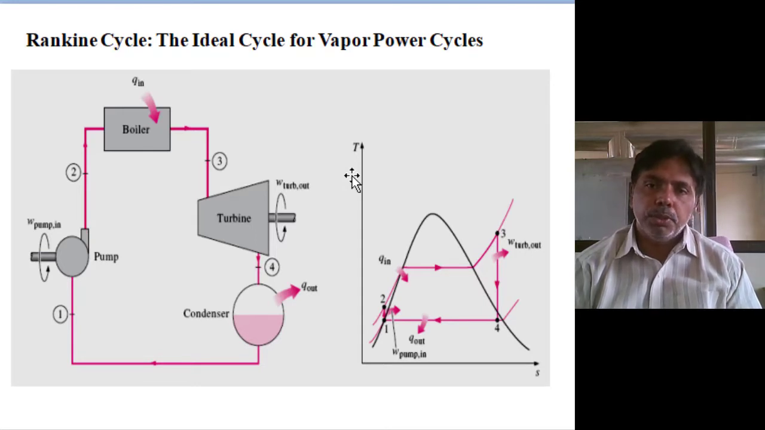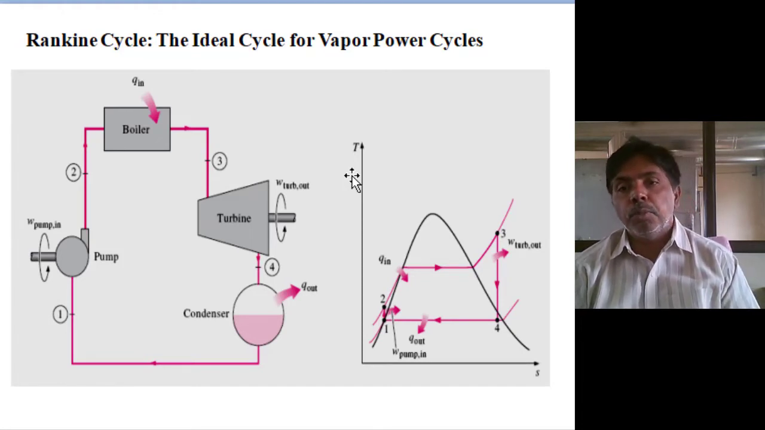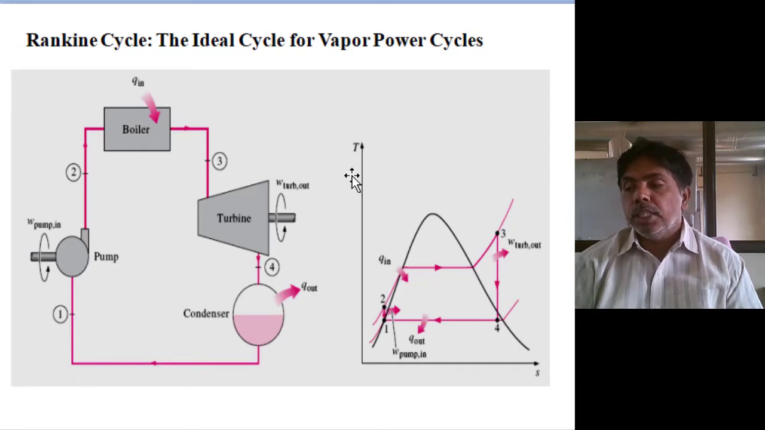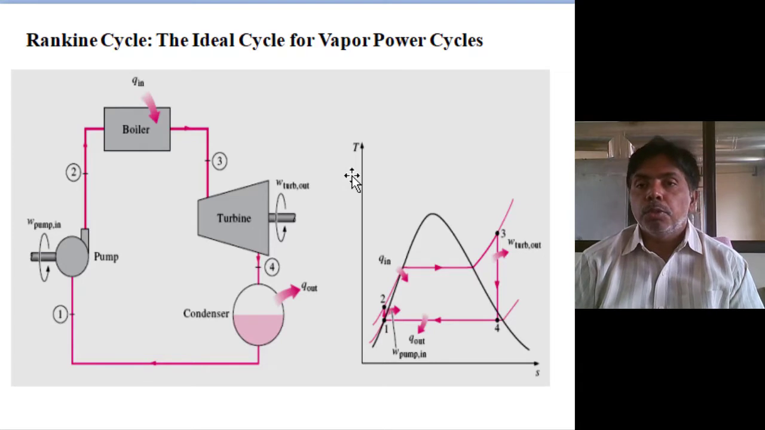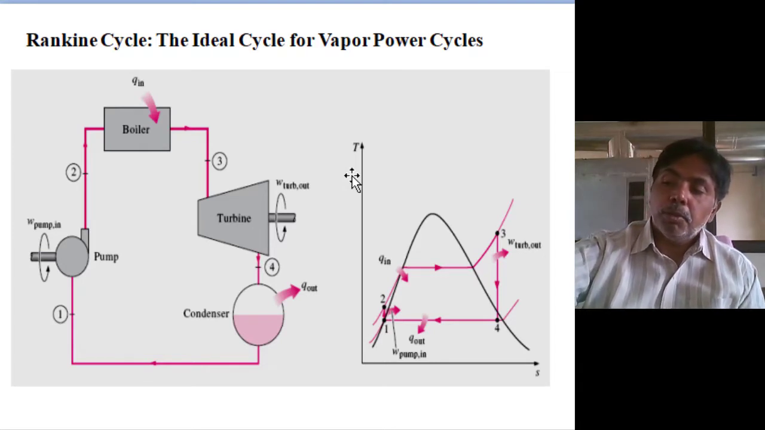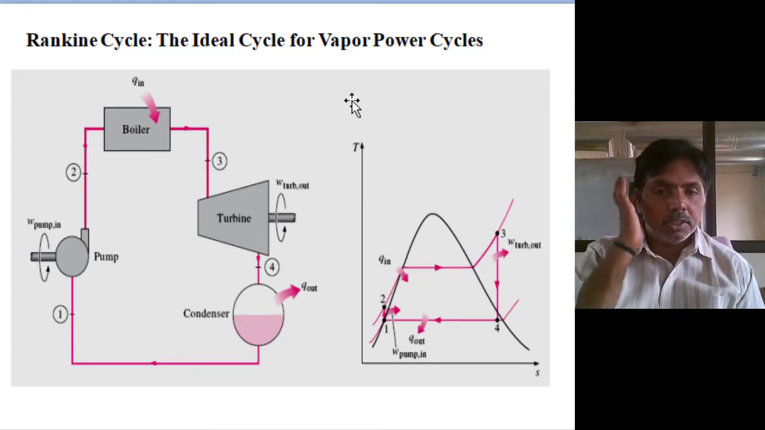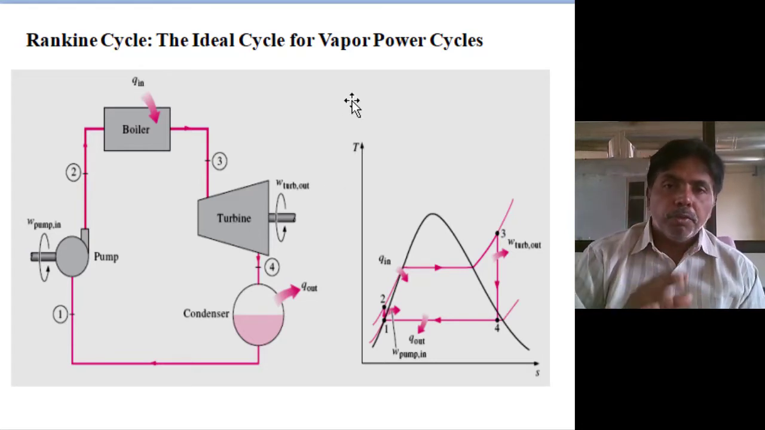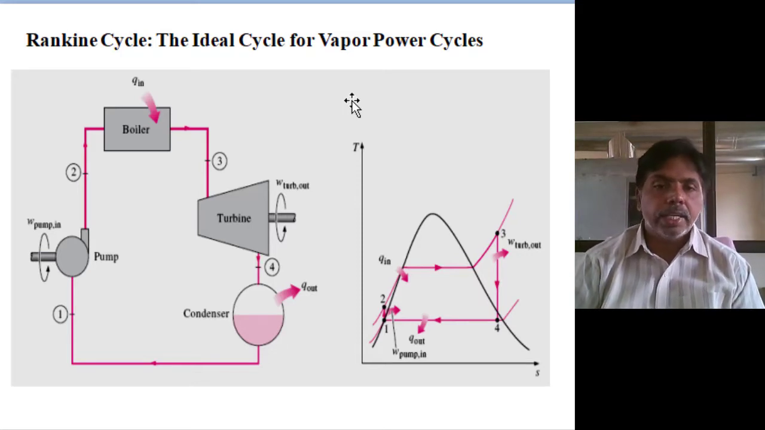So there is no impingement on the turbine blades, and the compression is not by a compressor but by a pump, just raising the pressure from condenser pressure to the boiler pressure. By using a liquid pump, we can compress the liquid. So only a negligible amount of energy requirement comes into the picture. That is one more advantage. So we modified the Carnot cycle into the simple Rankine cycle.